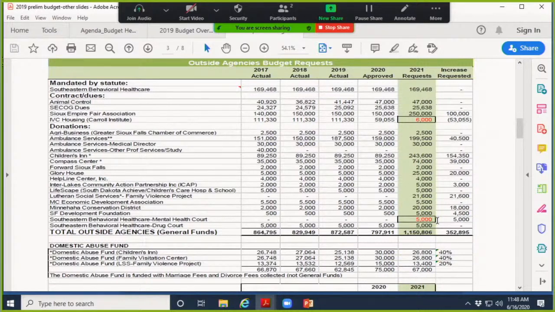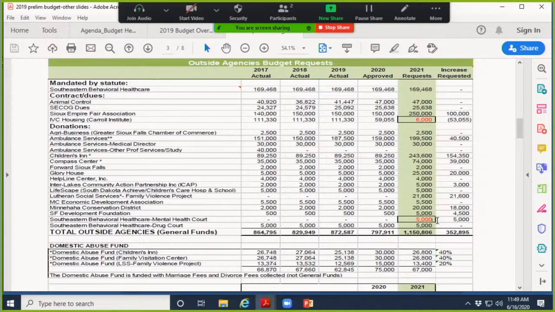Commissioner Karski and then Commissioner Heiberger. 21.6 for the Family Violence Project, does that come out of the registered deeds funds, or does anybody know anything more about that one? I'm sorry, could you repeat that question? 21,600 for Lutheran Social Service Family Violence Project. Is that a new one, or is that something being? It's a request over and above what they would get from the domestic abuse fund. Over and above? Yes. Okay.